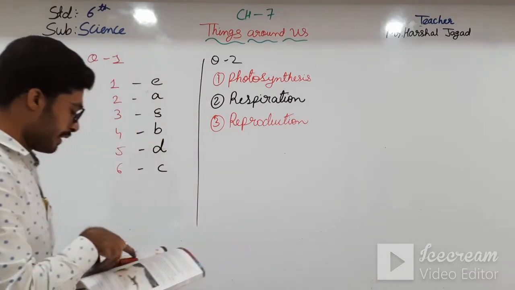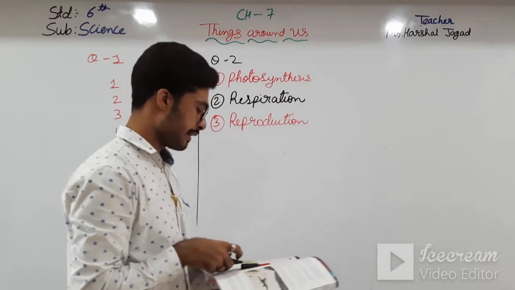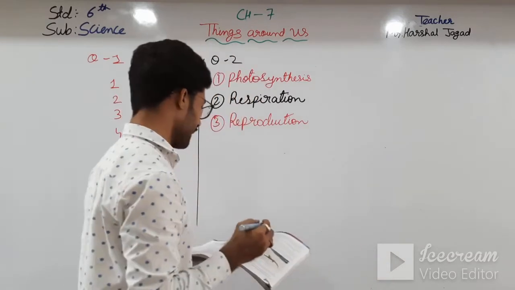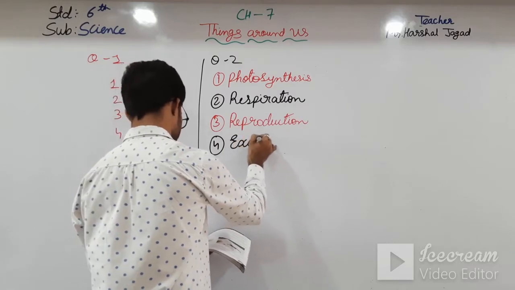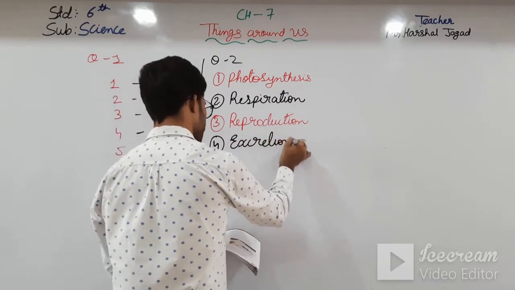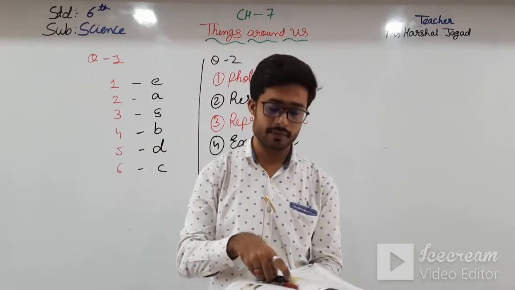Another one, the fourth one, the process by which living things get rid of waste is excretion. These are the 4 answers. Please note them down, students.